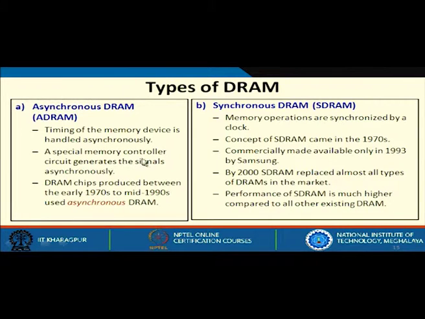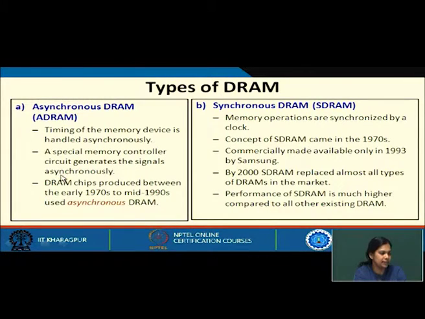But in the case of synchronous DRAM, it is not like that. There is a timing involved, and after that particular time, the data will be available. Here in asynchronous DRAM, a special memory controller circuit generates the signal asynchronously, and the DRAM chips that were produced between the early 1970s to the mid 1990s all used asynchronous DRAM. But today's computers all use synchronous DRAM.